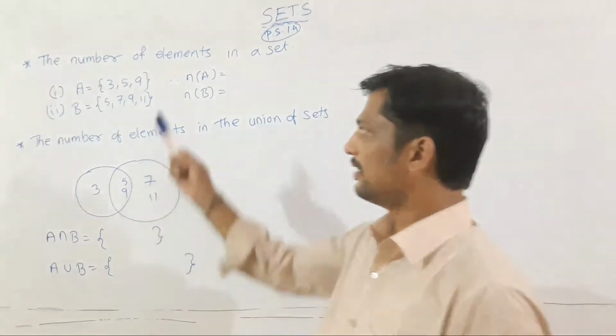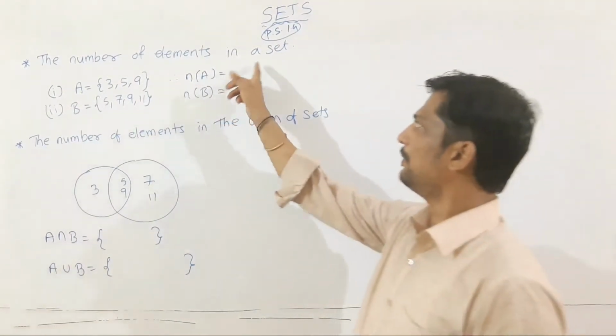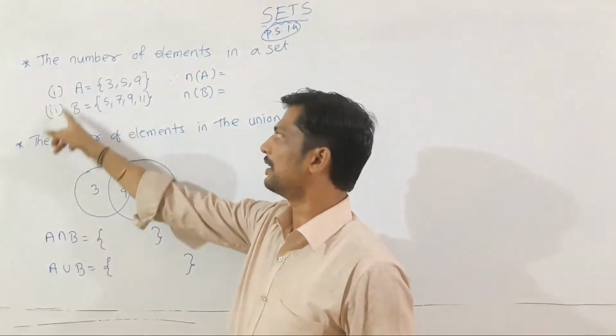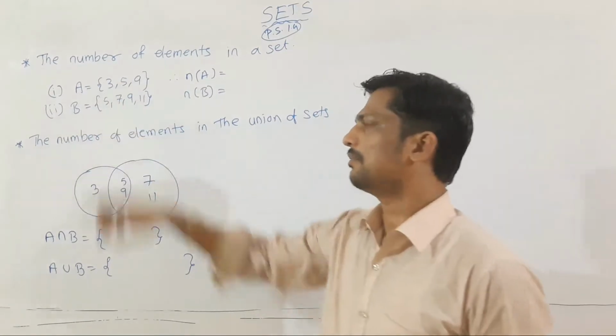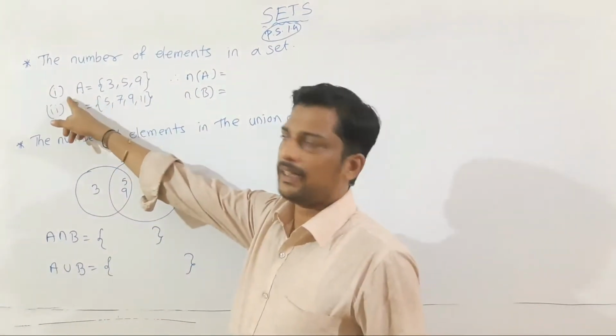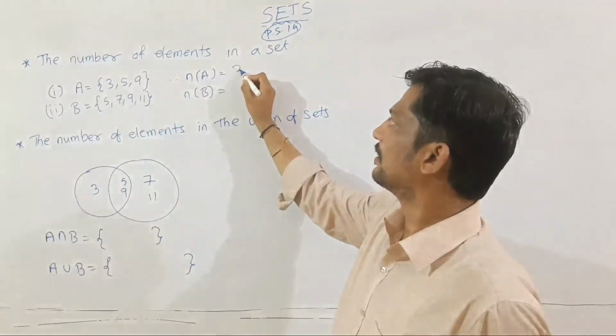Okay, students. See the next concept: the number of elements in a set. Here I have taken two sets A and B. A has 3, 5, 9 and B has elements 5, 7, 9, 11. So the number of elements in A is what? 3. So I will write it over 3.